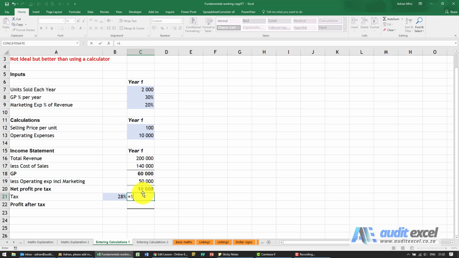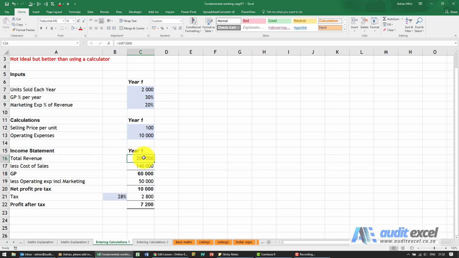Tax, we say we make 10,000 profit, but we need to times it by 28%. And so the net profit we got is 10,000 minus 2,800. Now what we've done here is just done what you would have done in a calculator. Again, it's not ideal, but it's better than using a calculator, because at least now if someone clicks in that cell, they can actually see how you got it.